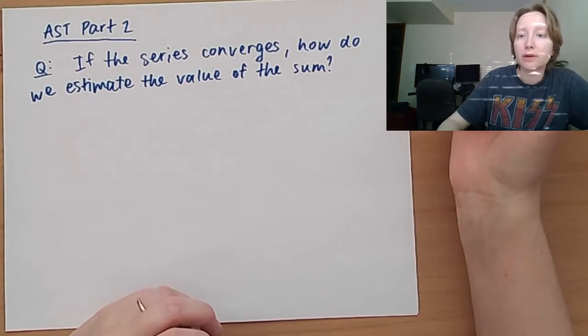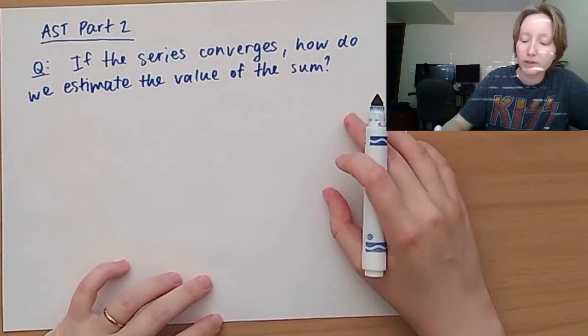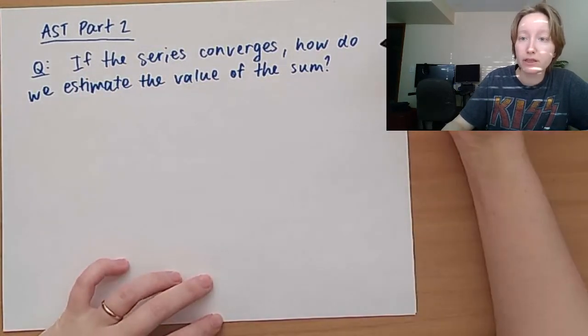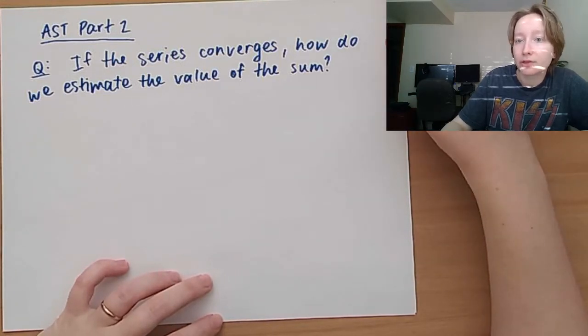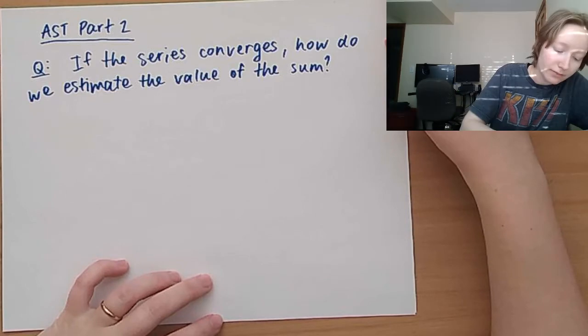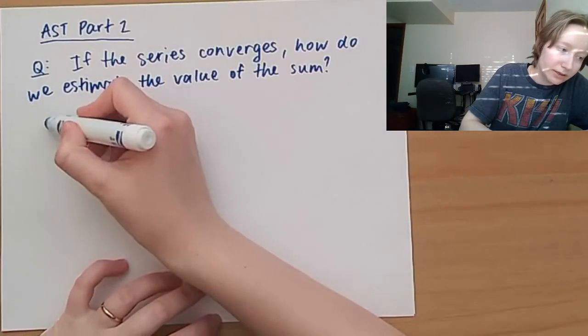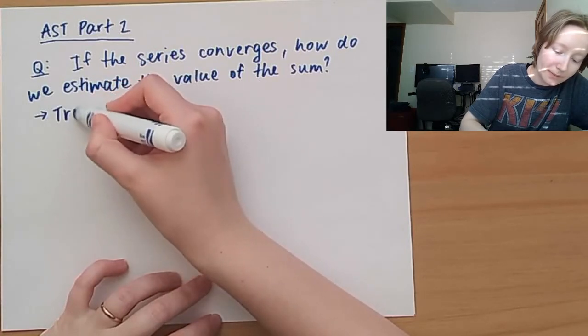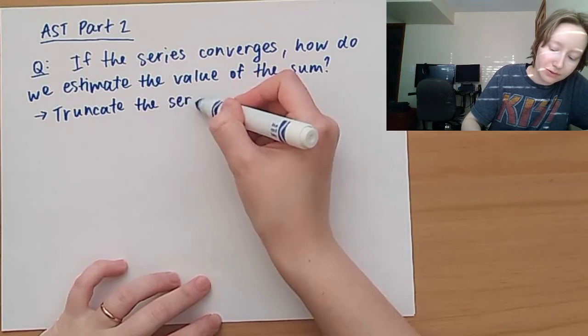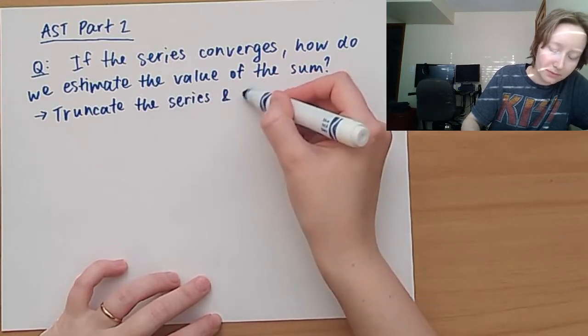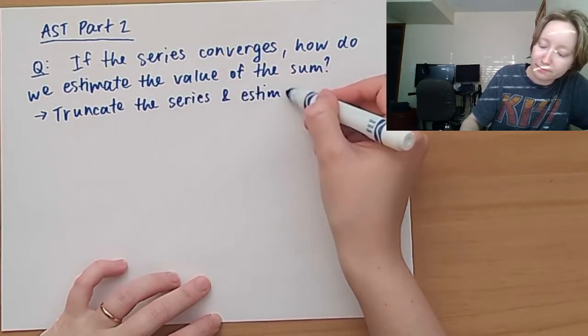But in general, if I'm trying to just estimate it, what I can do is truncate my series, and then take a look at what the value of the partial sum is. So I truncate the series and estimate the value of the partial sum.